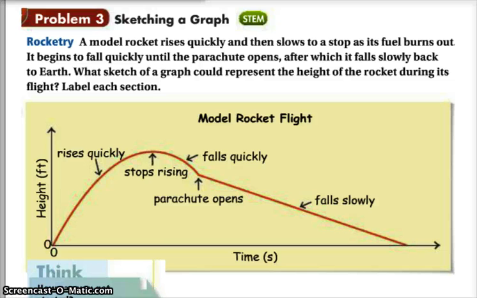Label each section. So this part here, where it asks you what sketch could represent the height of the rocket, this is where you get the information as to what the variables are.